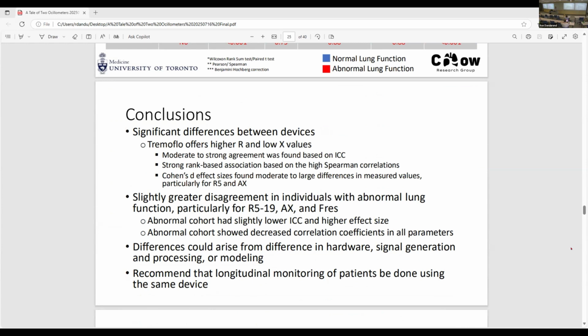There was slightly greater disagreement in individuals with abnormal lung function, particularly for the R5 to 19, the AX, and the FRES parameters. The abnormal cohort showed slightly lower intercorrelation coefficients and higher effect sizes, as well as decreased correlation coefficients in all parameters of interest. The differences could be from differences in hardware, signal generation, processing, or modeling, and our recommendation is that longitudinal monitoring of patients is done using the same device at all tests.